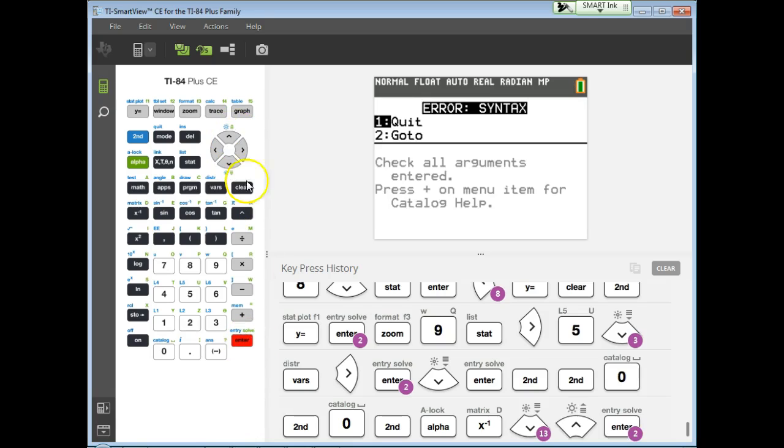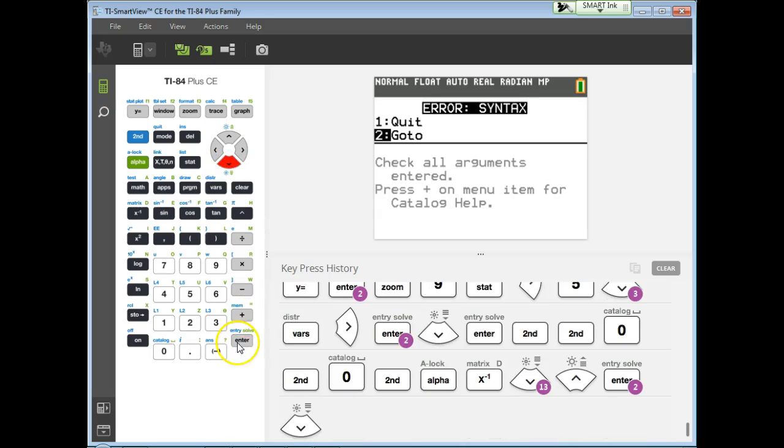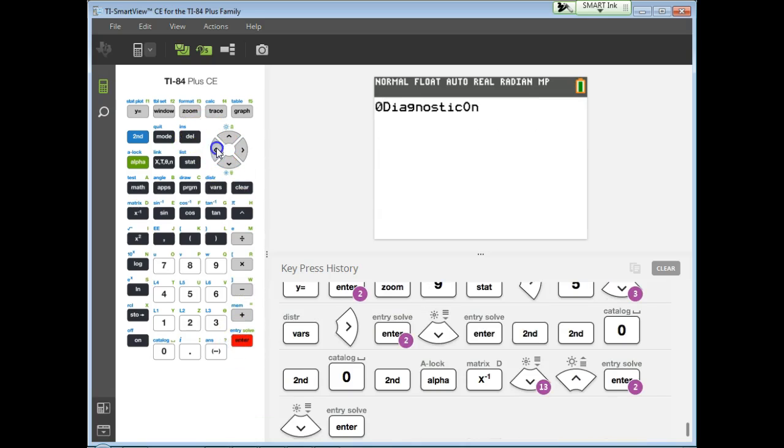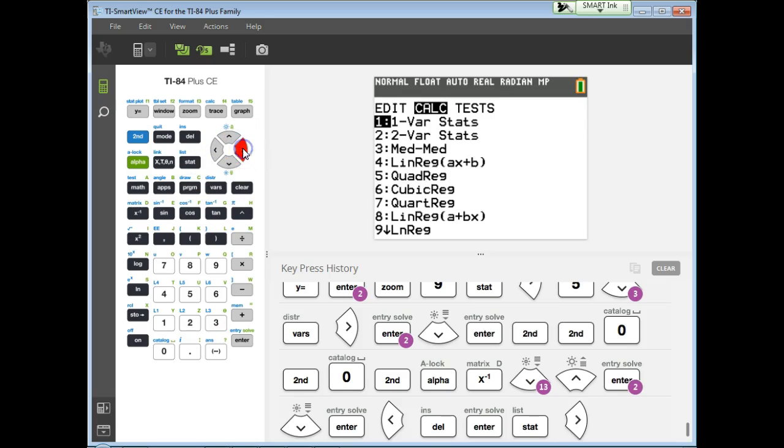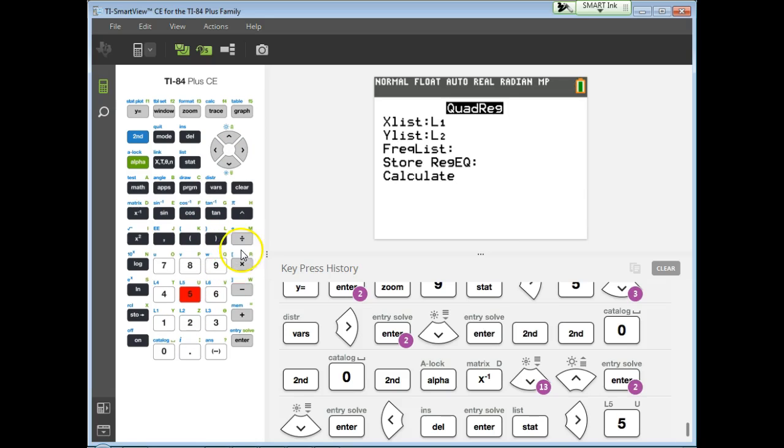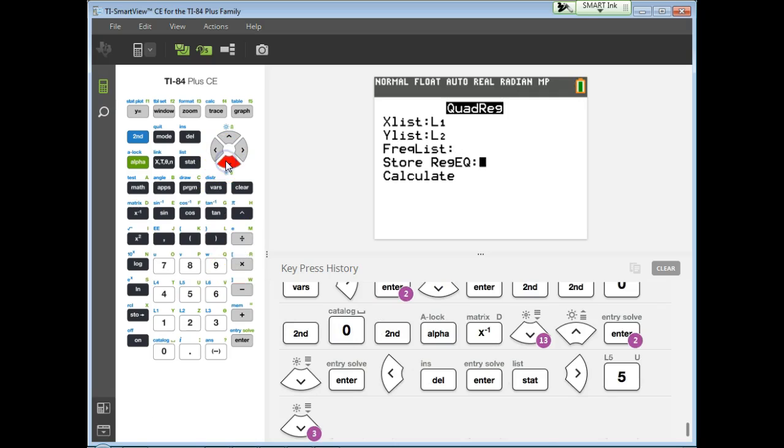Remember that stupid 0 I had? I've got to delete that. Okay, now on. So now, unfortunately, I do have to go through those steps again about stat, calc. And I think I don't have to store it again because I think it's still stored in Y1 from my last go around. So I'm going to skip that step and hope for the best. There we go.